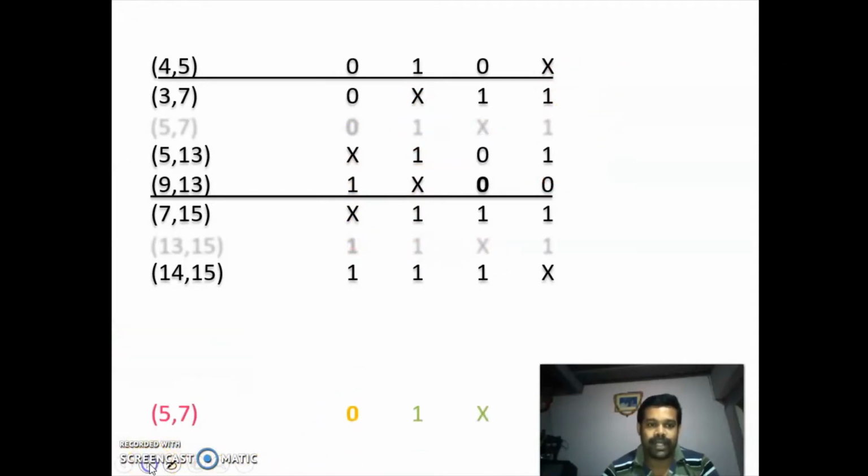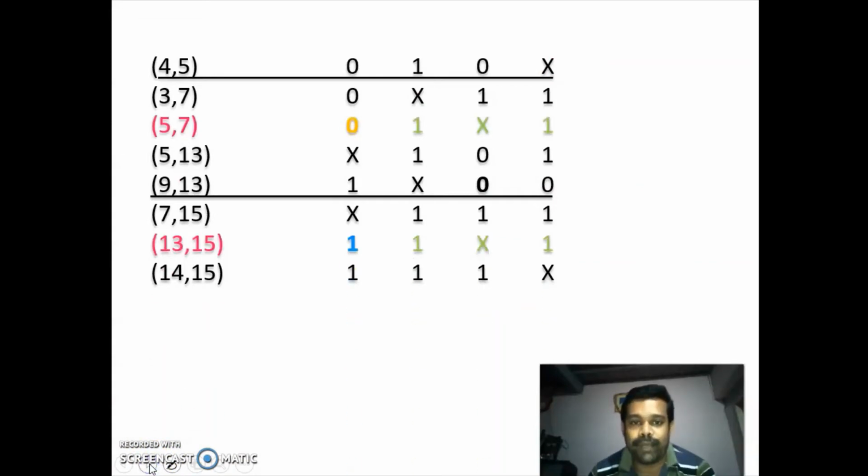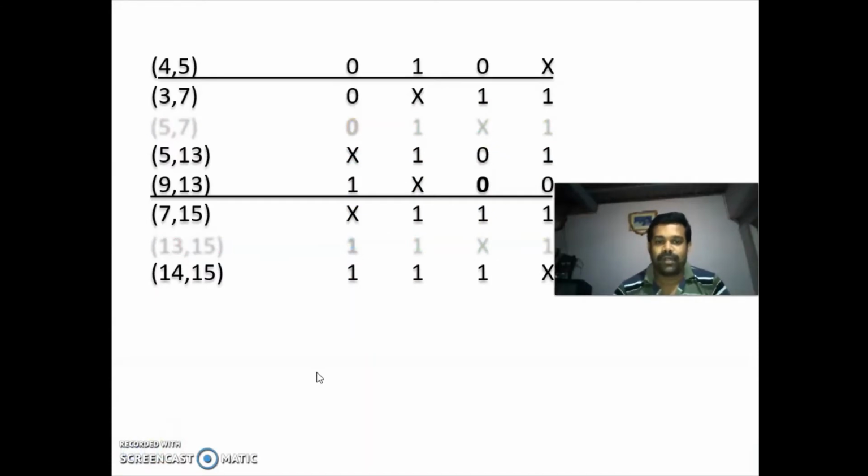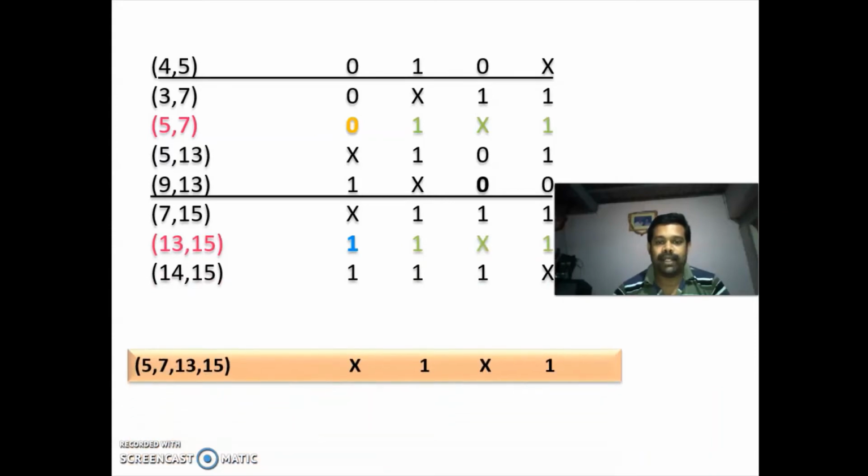So we are going to compare 5 7 and 13 15, and they are differing by only one bit. So we'll be getting x 1 x 1, not x 0. We have compared 5 and 13 and we have got x 1 x 1. Now we are comparing 5 13 with 7 15.